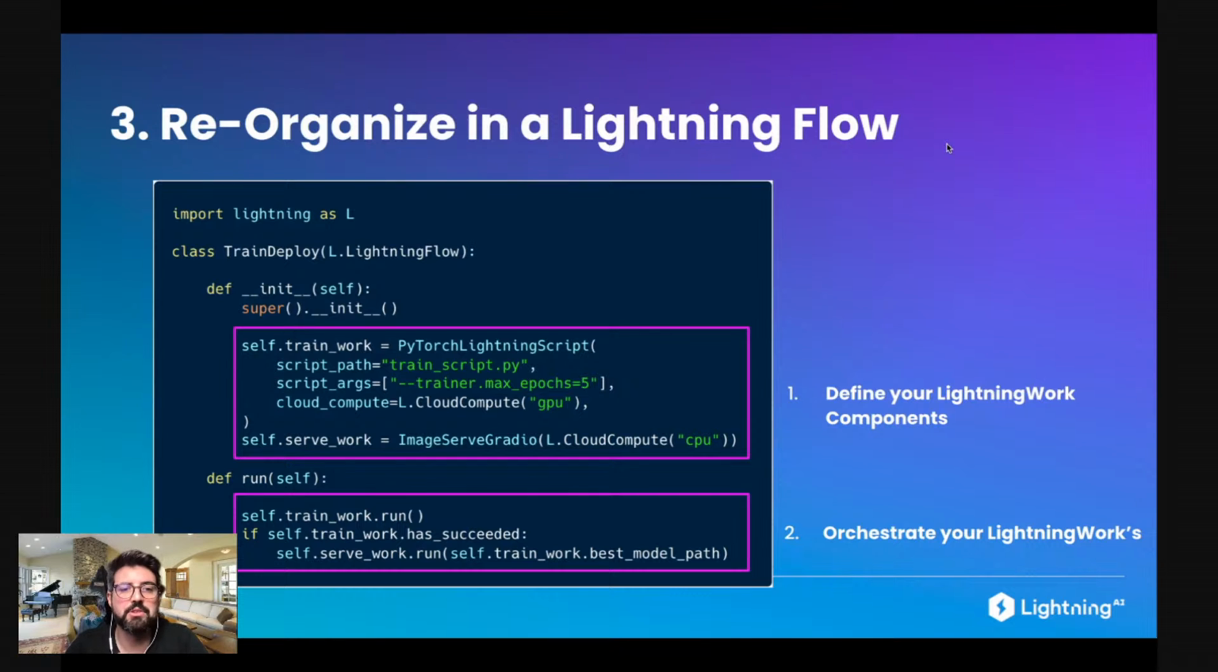So the way you will do it is you will create a Lightning flow. You will create the components you need. So a flow can have flows as children, but you can also have works. Works are really like the leaves of the tree of components defined there. So here you can see that I'm creating those 2 components, the partitioning script and the image of radio, and then I can simply run them. I will first start the training. When it has succeeded, I will serve it.